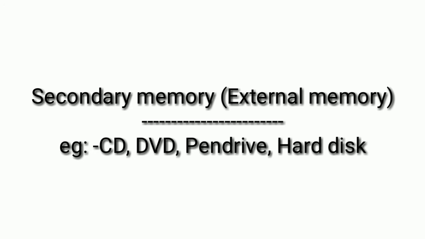Another example of secondary memory is the hard disk. Where is the location of the hard disk? Inside the CPU box. But some hard disks can be attached outside the CPU box like a pen drive. Such hard disks are known as external hard drives. So the hard disk is also an example of a secondary storage device.